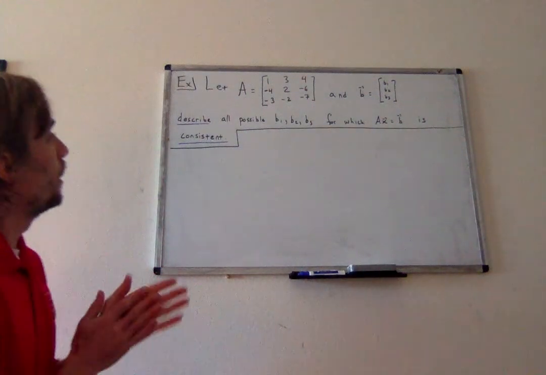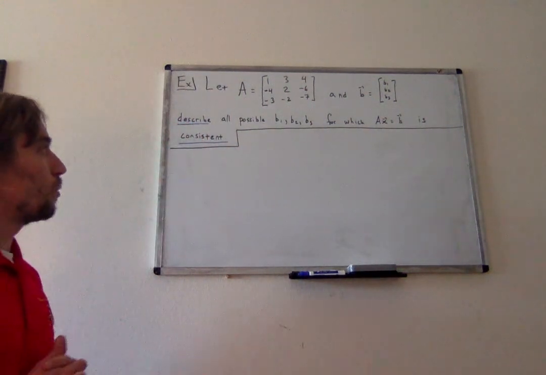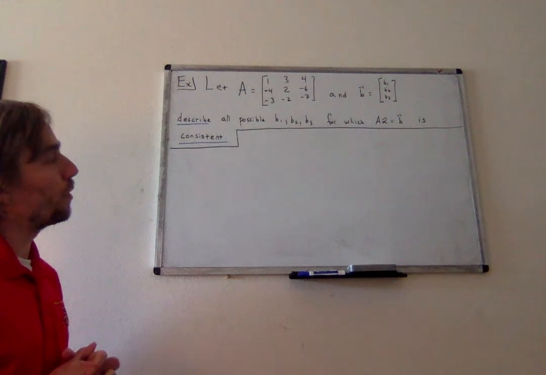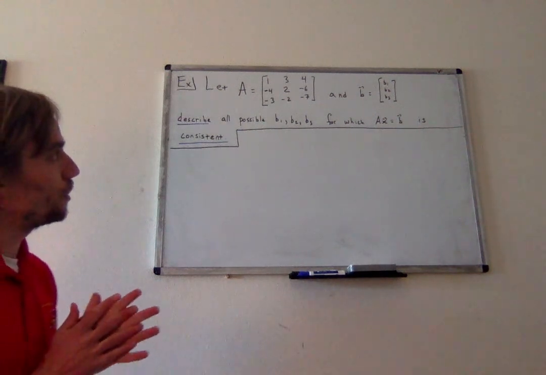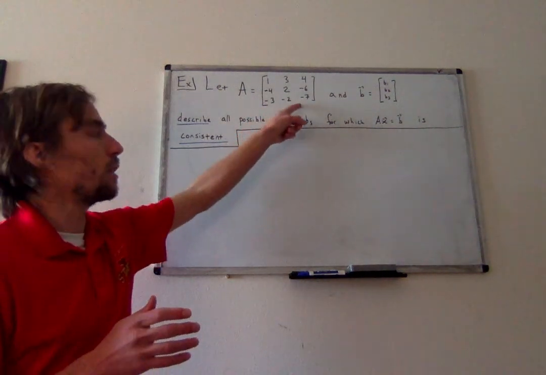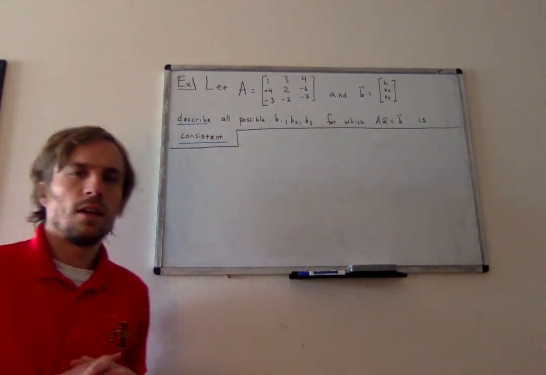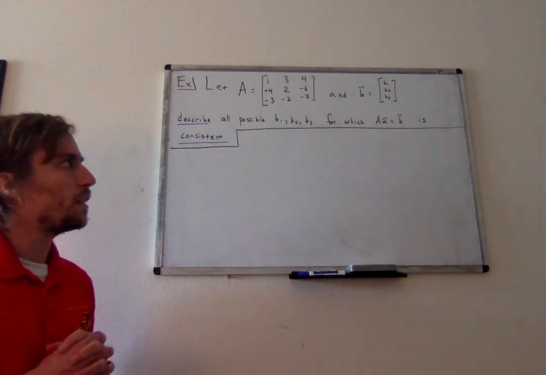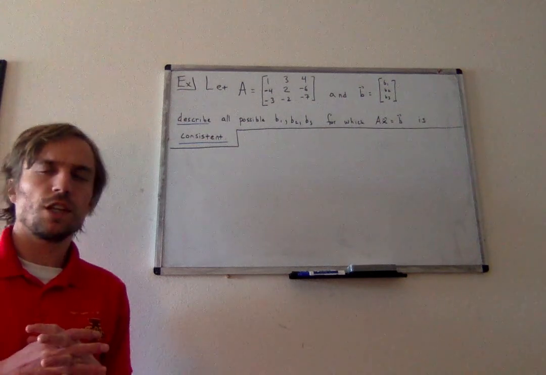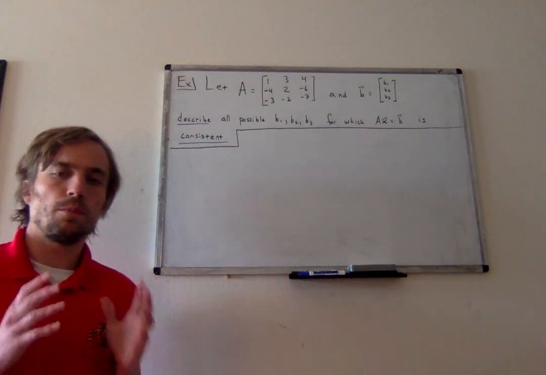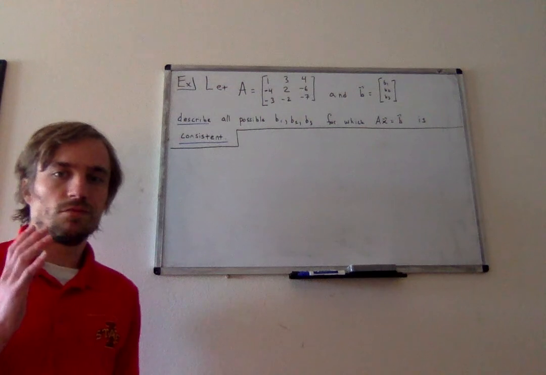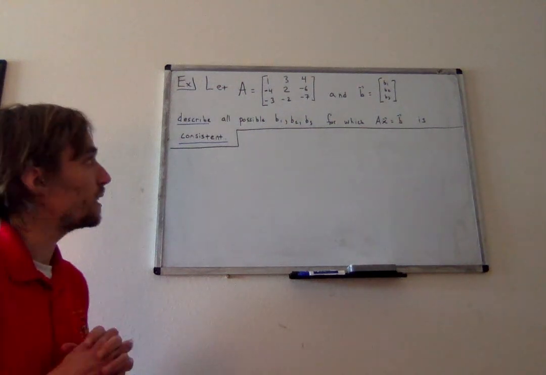So, first example, we've got this matrix A equal to 1, 3, 4, negative 4, 2, negative 6, negative 3, negative 2, negative 7, and B. And notice here I've defined B to be just a vector B1, B2, B3. So B is not fixed, it's just some vector of length 3, we don't know what it is.